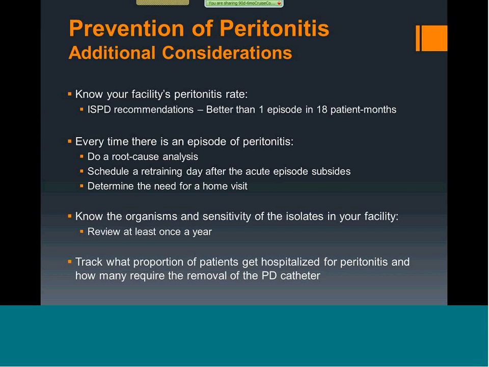I think I'll wrap up this discussion of peritonitis by saying that the bottom line again is CQI. You have to know your facility's peritonitis rate. PD recommendations are that the peritonitis rate should be better than 1 episode in 18 patient months. Fortunately, right now our peritonitis rate is running at 1 episode in 50 to 60 patient months. I know that there are many facilities within DaVita that are doing as well as we are. So it is something that we can achieve.